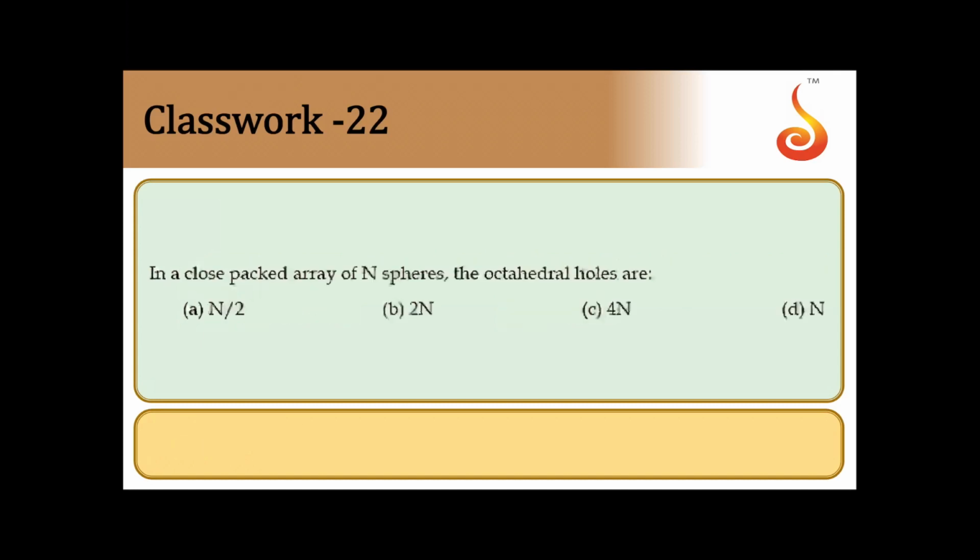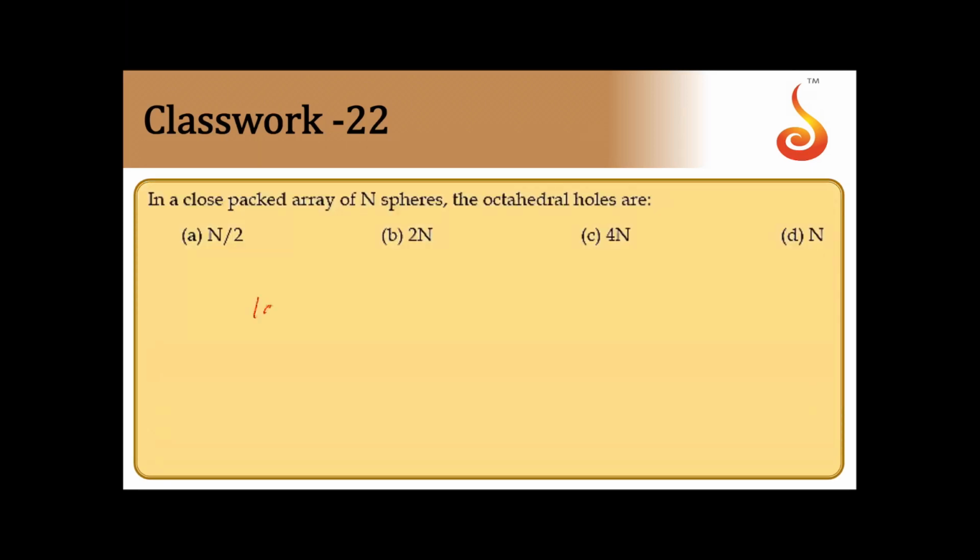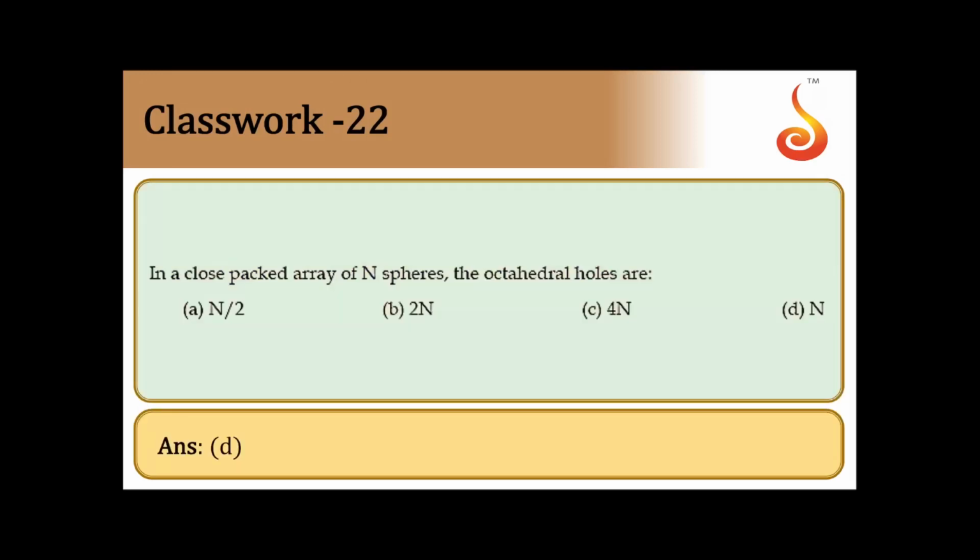Next one, 22. In a close packed array of n spheres, the number of octahedral holes are? The ratio of atoms to voids. For every atom in a close packed arrangement, we have one octahedral void and two tetrahedral voids. So one atom contains one octahedral void and then two tetrahedral voids. The answer is option D, because for n spheres they are asking for octahedral voids. The ratio of atoms to voids is 1:1. So D is the answer. Number of spheres.